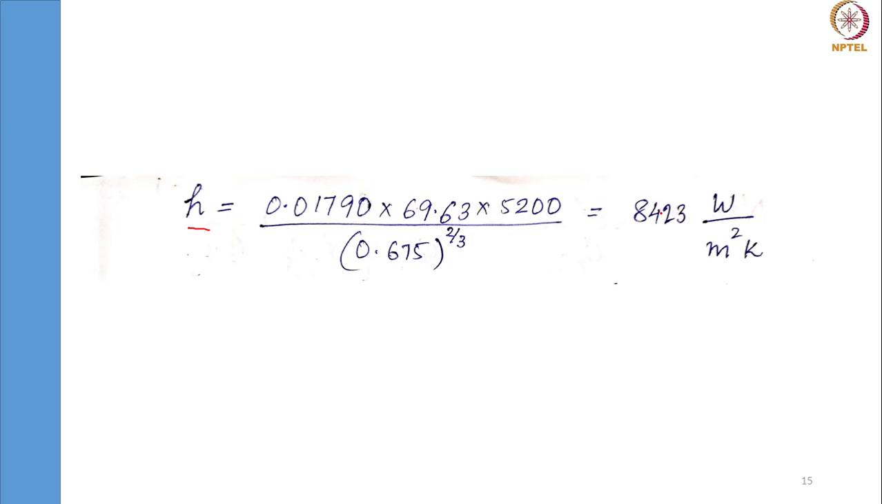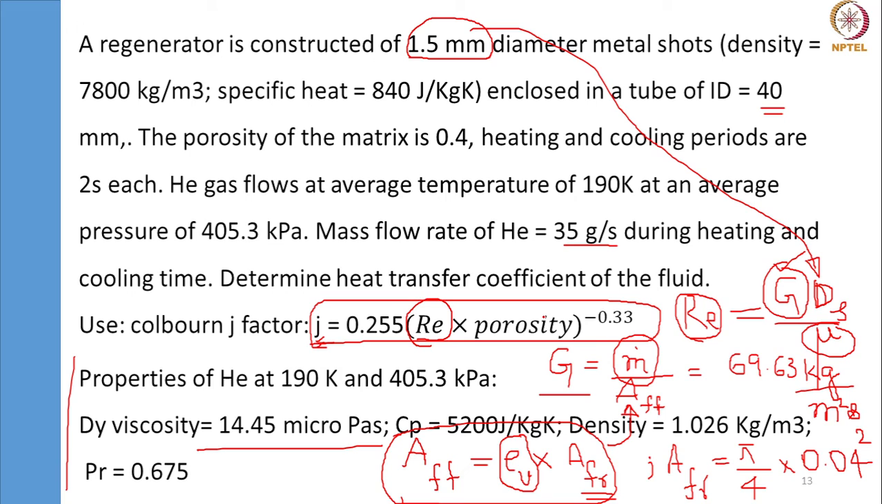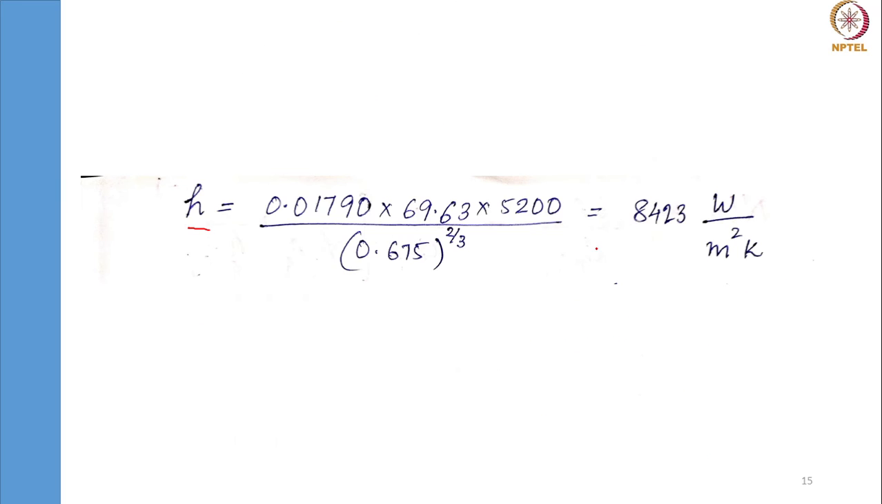Any questions here? We have normally taken the value of Cp. Okay, fine. All our points are correct, and we have taken the value of Cp of the shorts, 840. Oh, okay. No, that was for the fluid. I understand.